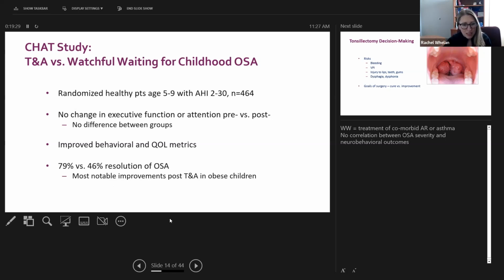But what this tells me really is that this mild OSA range particularly is a really good opportunity for this shared conversation with the family. So I will usually offer either upfront adenotonsillectomy or the option to treat for allergies, treat comorbid asthma if it's there, and reassess in a few months and see what's happening with symptoms. And I think this data really supports that that's a reasonable option to consider.